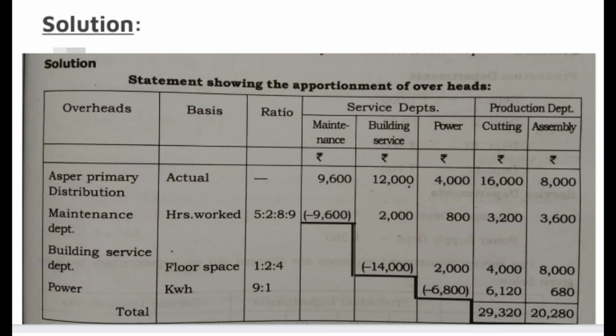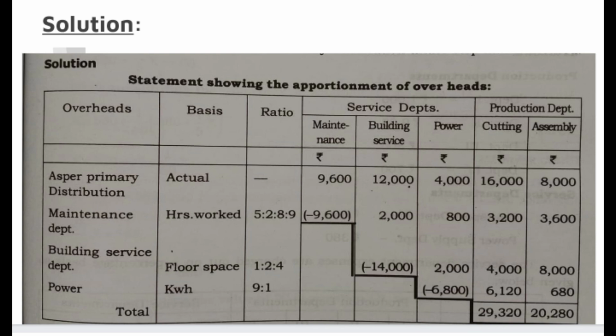Then the least serviceable department, the power department, and the basis of reapportionment is power consumed, ratio 9:1. That means 3,60,000 is to 40,000. Then the total amount 6,800 is to be reapportioned. That means 4,000 already given in the question, 800 from maintenance department and 2,000 from building service department. Total 6,800. It is 6,120 in cutting department and 680 in assembly department.